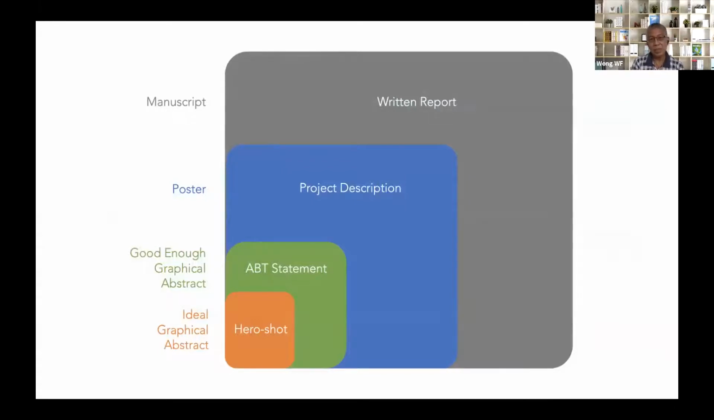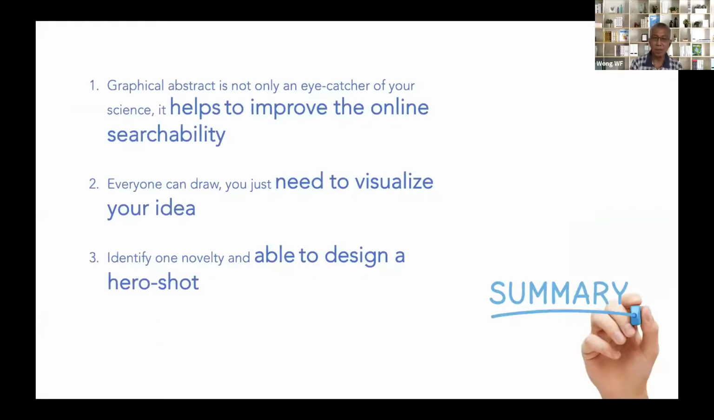So to summarize a little bit here, the hero shot is the most ideal graphical abstract if it can tell the story. If it cannot, then you have to choose a good enough hero shot and add some words like an ABT statement to turn it into what we call a good enough graphical abstract. Now, if you add more words, of course, it becomes a poster, and more words become a manuscript.